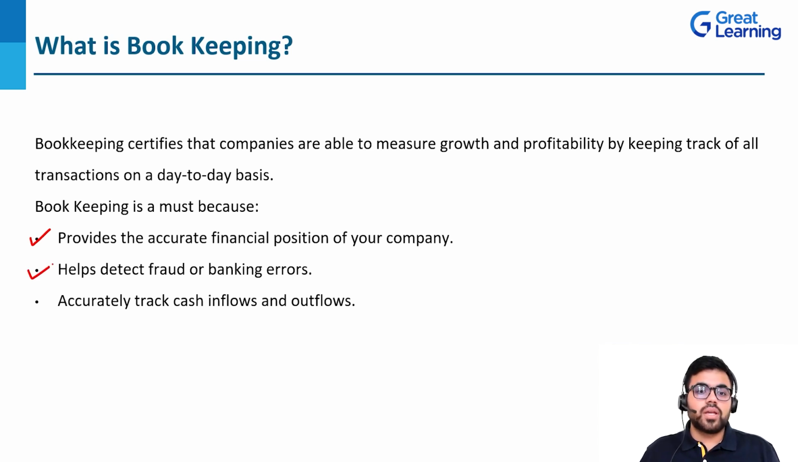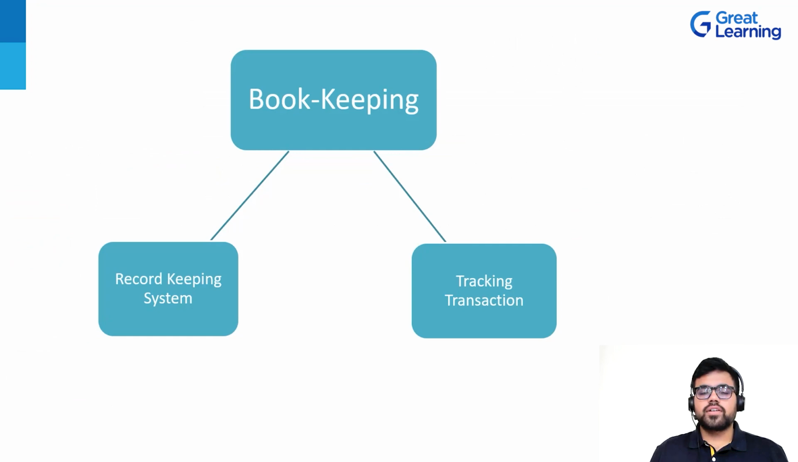The third one would be tracking inflows and outflows. So it means what are the cash that has come in from selling the product and what are the costs that were involved in making that particular product. So how much cash is available and how much cash has gone out of the company. Now, bookkeeping in itself is a long and a tedious task to do.